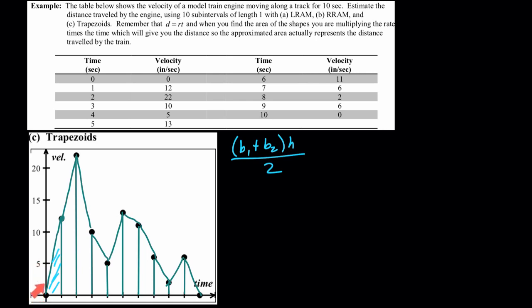This side has a height or value of 0. And so base 1 is 0, base 2 is 12. And so if you think about your formula, if base 1 is 0, what that really leaves you with is base 2 times the height divided by 2. Well, that's just the area formula for a triangle, which is what this shape is.